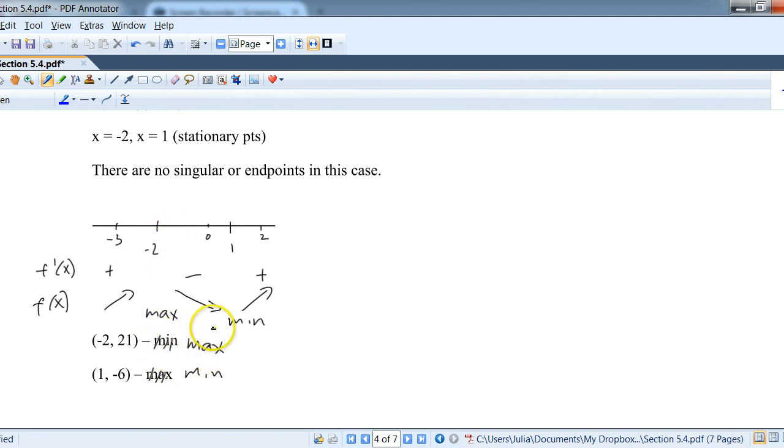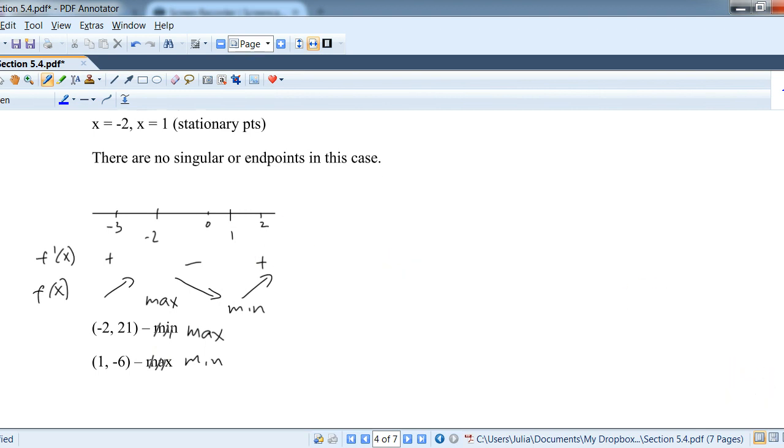Please note the typos. It's actually a max at -2, and a minimum at 1. Again, try it with the second derivative and see if you get the same result.